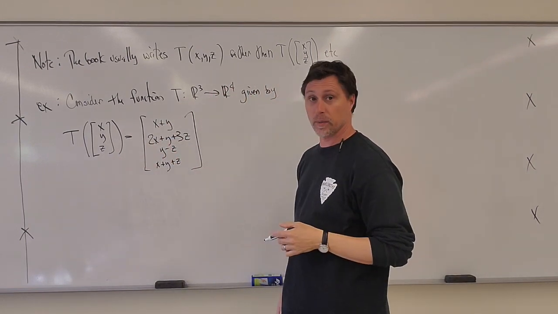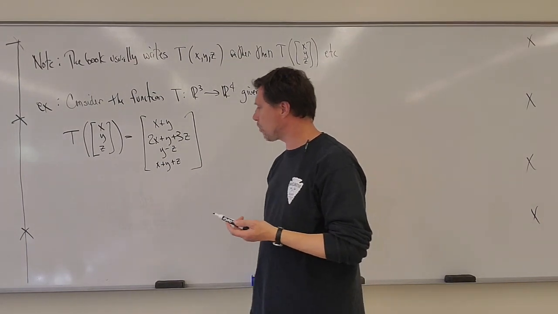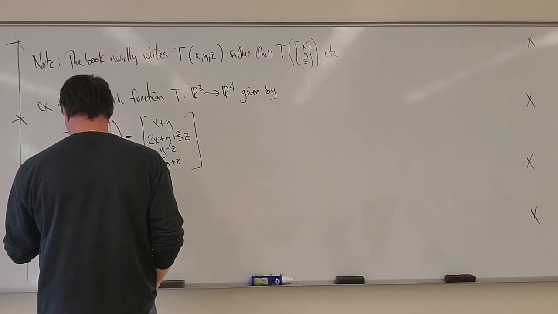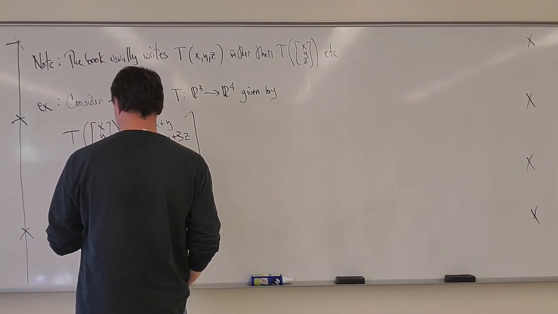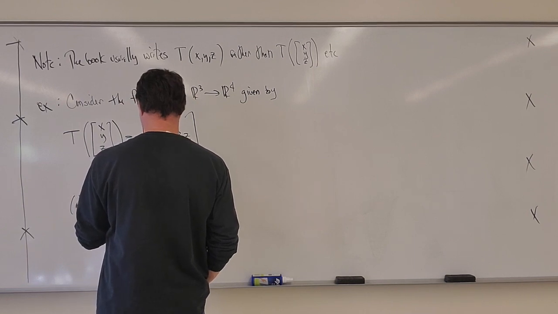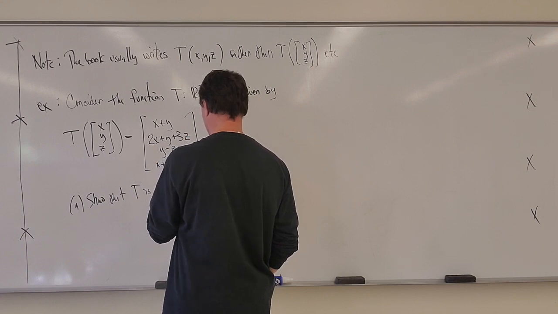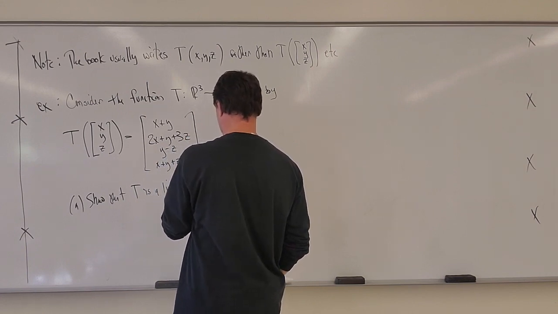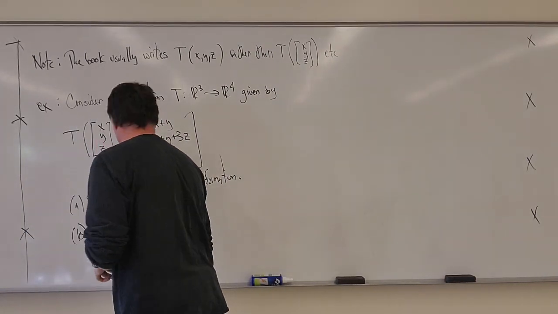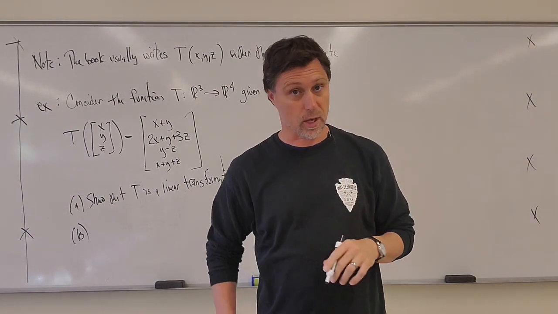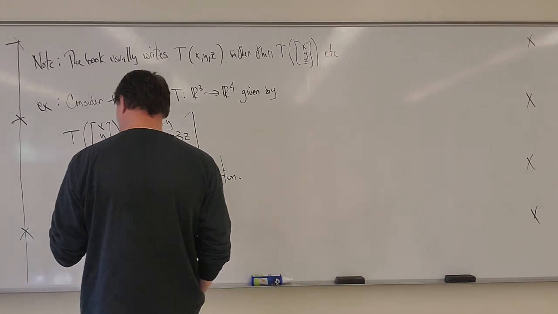Okay, so here's a formula. The input is a vector with 3 entries. The output is a vector with 4 entries. And then there's 2 parts to this problem. So the first one, I want to show that capital T is a linear transformation. And part B, once you verify that it's a linear transformation, then we know, we saw this theorem that says every linear transformation is a matrix transformation. So now I want to find the standard matrix.